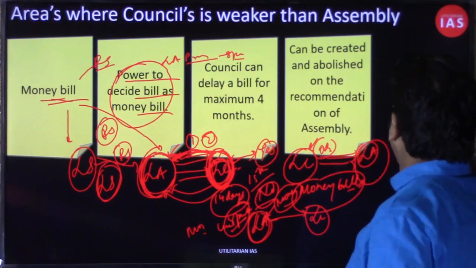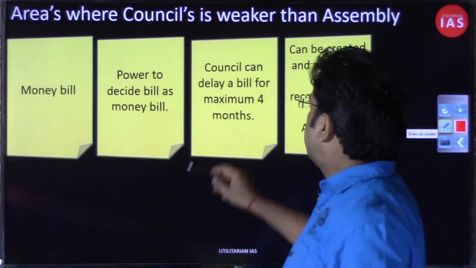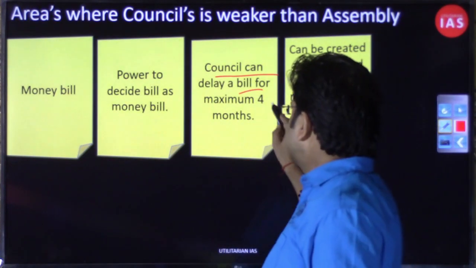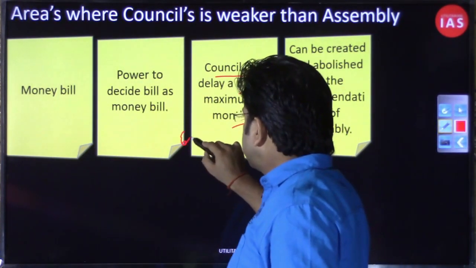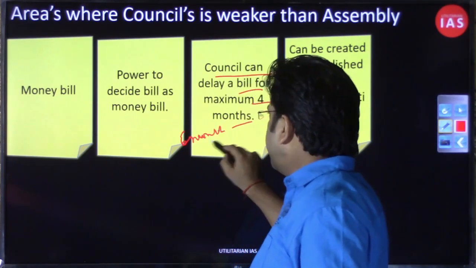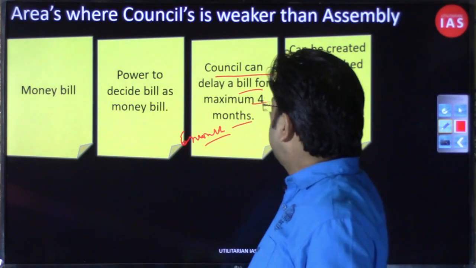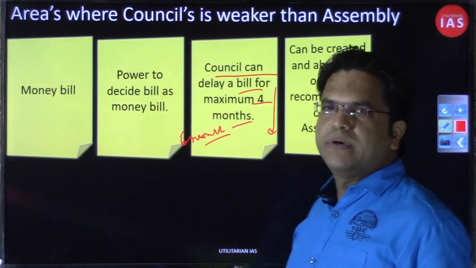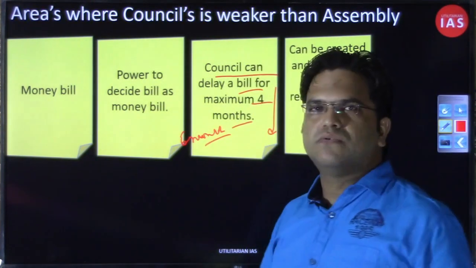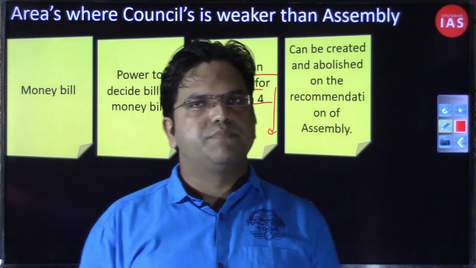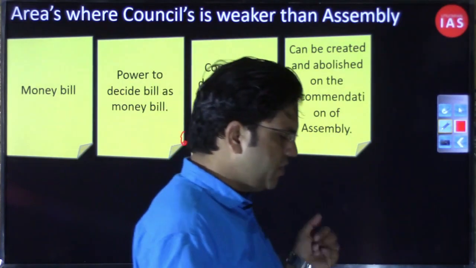The third vertical, if I talk about it: the council can delay a bill only for a maximum period of 4 months. This duration in the case of Rajya Sabha was 6 months. So what can happen in the first instance? I am not getting into the detail of how this 4-month delay can be caused by the council, because we already discussed this legislative process in the second video.